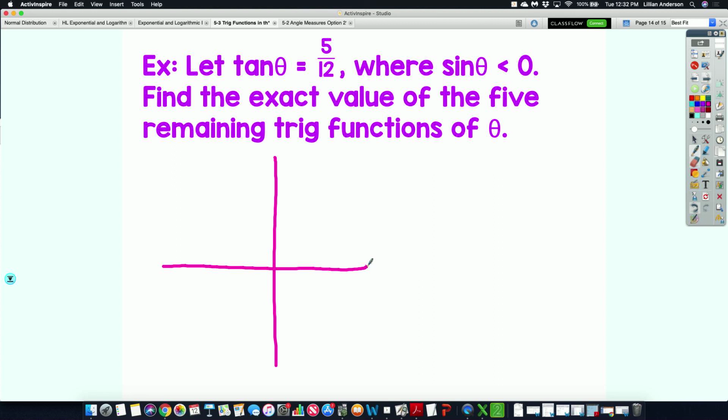What quadrant is tangent positive? Tangent is positive in quadrants 1 and 3. So what quadrant is the triangle going to go in? The first or the third? You use this other little bit to help you. Where out of quadrants 1 and 3 is sine less than 0, aka where sine is negative? Is it the first quadrant or the third quadrant? Third. So you're going to draw this triangle in the third quadrant because that's where the 2 overlap, where tangent is positive and sine is negative.